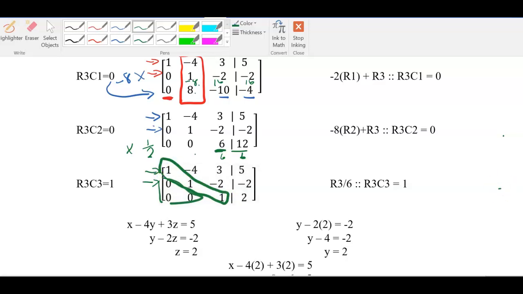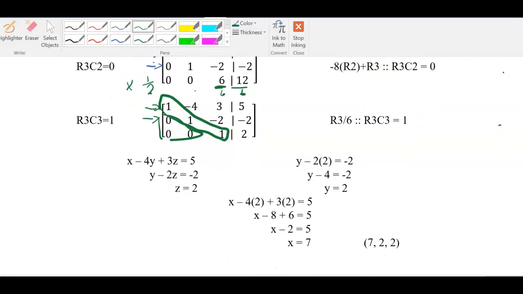Okay, this bottom part is just to show you what you have. So this is x minus 4y plus 3z equals 5, right? This is y minus 2z equals negative 2, and this is z equals 2. Now you know, by using substitution, you would take this guy and plug it in here and solve for y. And then you would plug in z and y and solve for x. That's what all of this is. So we're going to use that same logic to finish solving this using matrices.